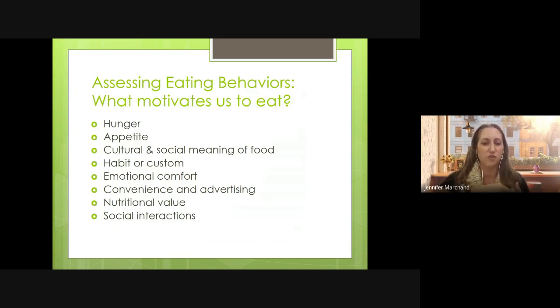The nutritional value. Sometimes we just really have to be conscious of what we're eating, and make sure, like, if we know that we've been eating a diet high in protein, but haven't really been getting a lot of vegetables or fruits, we might know that when we go to the grocery store the next time, we need to pick up some fruits and vegetables. And then also social interactions, back to going for ice cream.